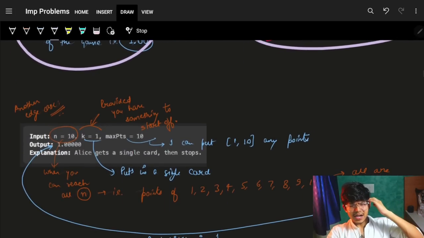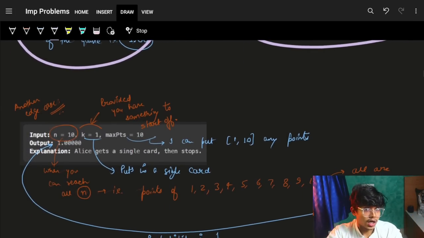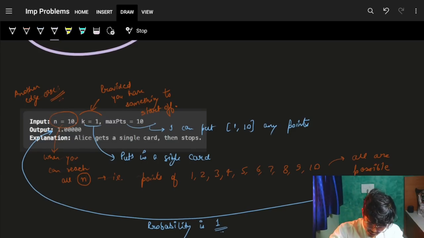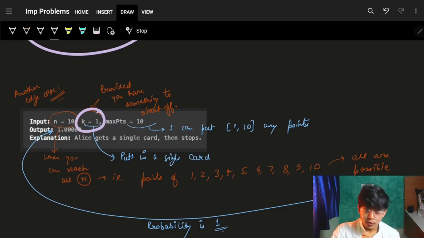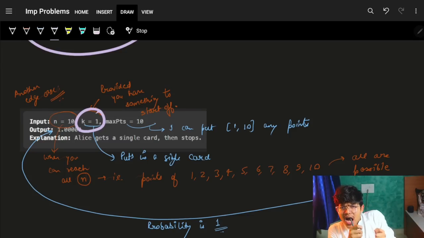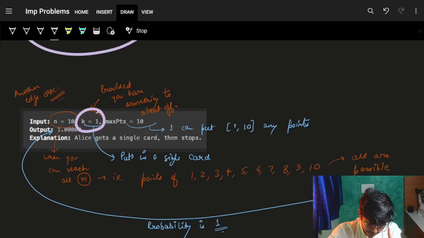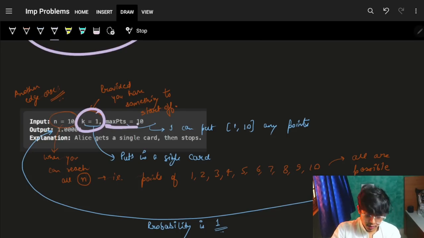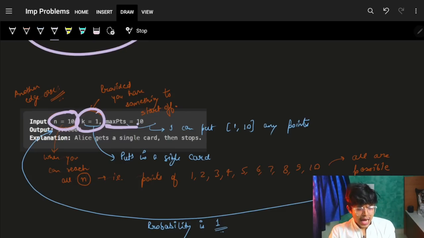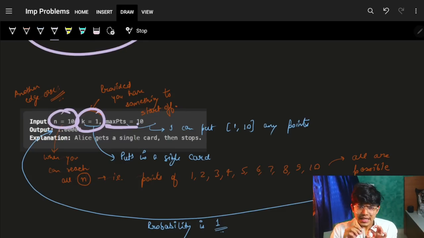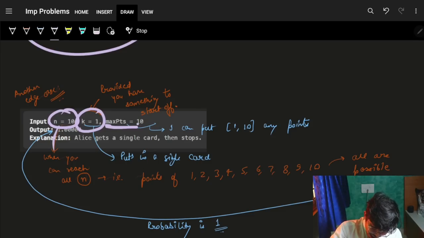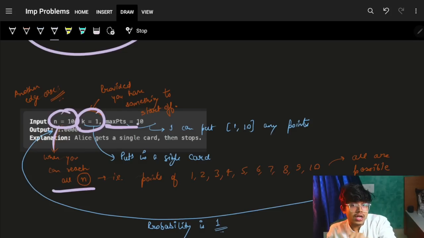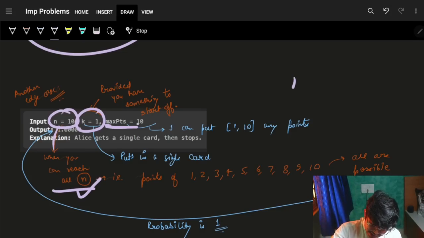Now, okay, cool. That was an amazing edge case. Like, it's very hard to think, right? But it's not the only one. If we just look at the examples itself and go back, okay, K is 1. Okay, for sure, Alice got a chance at least to draw one card. But maximum points, which means Alice can draw any card from 1 to 10. I was saying, okay, because I have to find the probability that Alice reaches n or lesser points. N, which means 10 or lesser points.